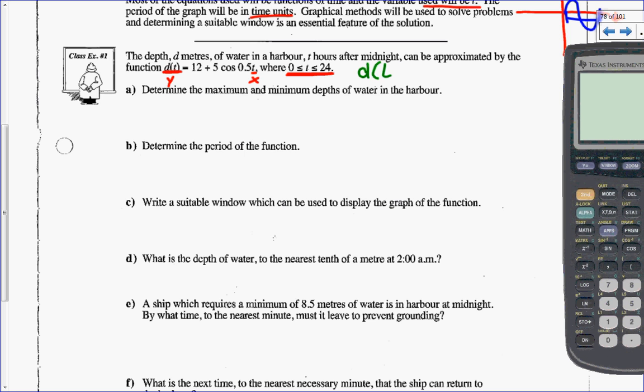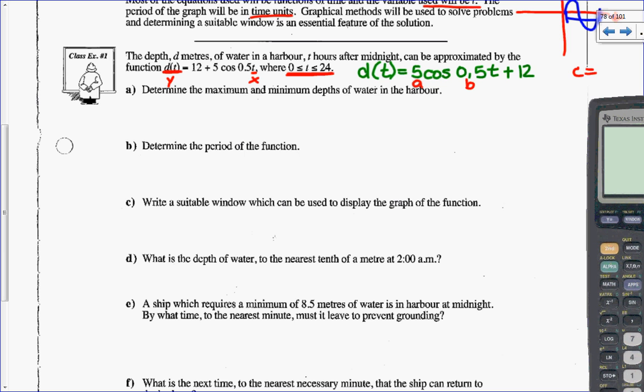So the depth of the waves in terms of time is equal to 5 cos 0.5 t, and then we'll put the plus 12 at the end, because that is our midline, that's our d, right? Okay, now we can actually identify that our a is 5, our b is 0.5. In this case, there is no c, so I'm going to just write that c is 0, and our d would be 12. Okay, so we've identified now each of the parameters so that we'll be able to graph this function.